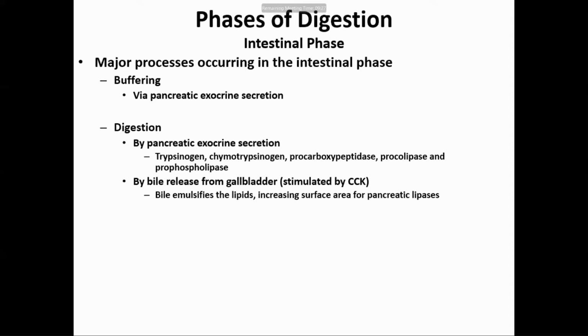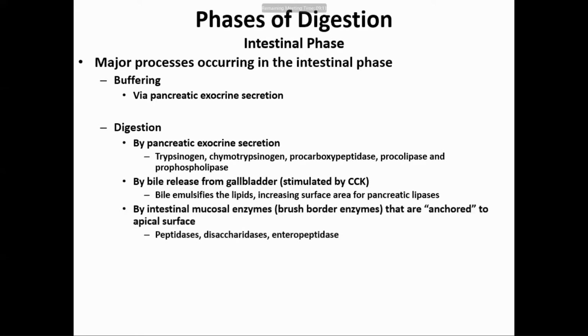Bile helps in emulsification of lipids. It increases the surface area for the pancreatic lipase, bile salts. There are also brush border enzymes, enteropeptidase, which also help in digestion of the proteins. And finally there is the absorption in the small intestine. Buffering action, digestion, and absorption.